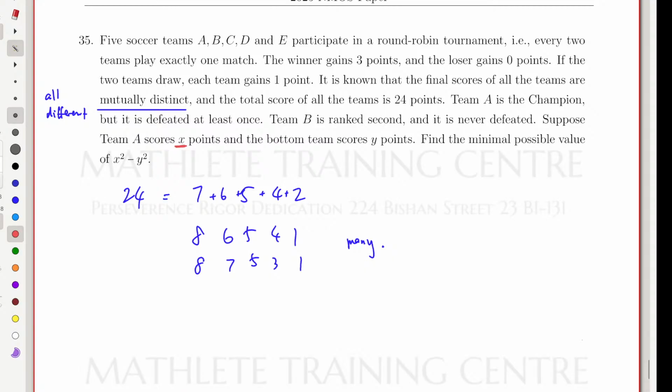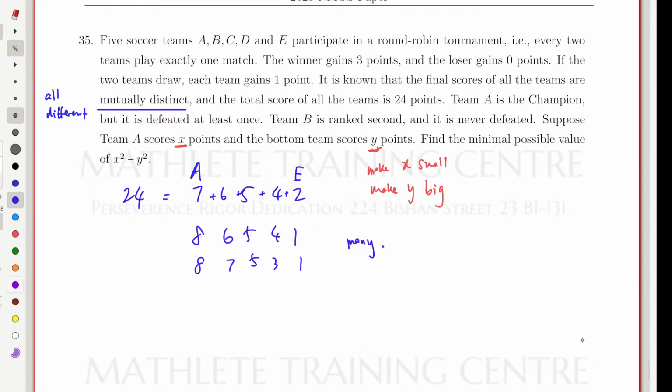The question asks, A is the first team that scores X points, and then the last place team scores Y points. I want to minimize X squared minus Y squared. That means that I want to make X small, and I want to make at the same time Y big. If I make X small and make Y big, then X squared minus Y squared is as small as possible. So I want to make A small, and I want to make the bottom team, let's say it's E, as big as possible.